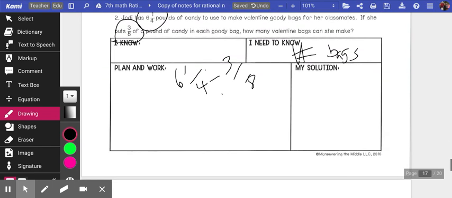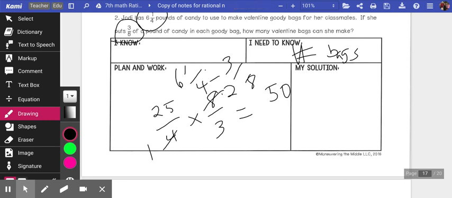So then you do 25 over 4, and then we're going to times, and we're going to do the reciprocal, 8 over 3. And 4 divided by 4 is 1. 8 divided by 4 is 2. And so now we have 50 over 3, which is 16 2/3.